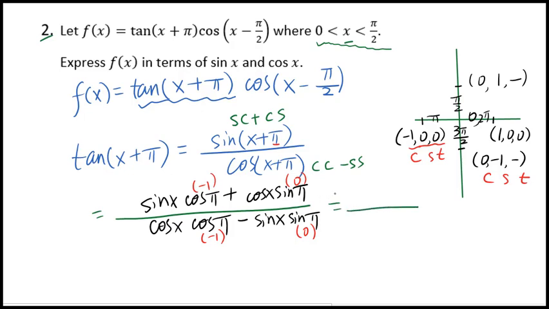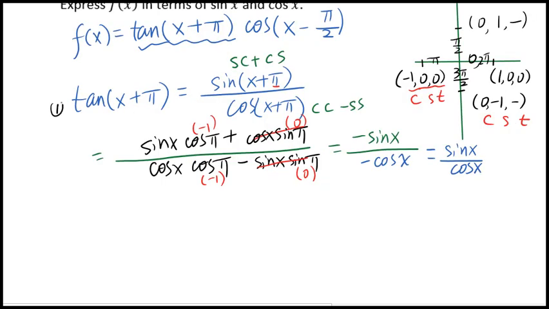So we work this out. You will get negative sine x, because 0 times any number will be 0. For the denominator, you will get negative cosine x. Negative negative will be positive. So you will get sine x over cosine x. This is for tangent x plus pi. This is the first step.